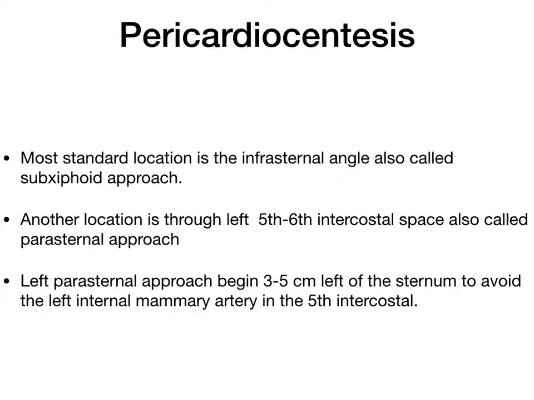The standard location for pericardiocentesis is the infrasternal angle, also called the subxiphoid approach. Another location is through the left fifth and sixth intercostal space, also called the parasternal approach. The left parasternal approach begins 3 to 5 cm left of the sternum to avoid the left internal mammary artery in the fifth intercostal space.